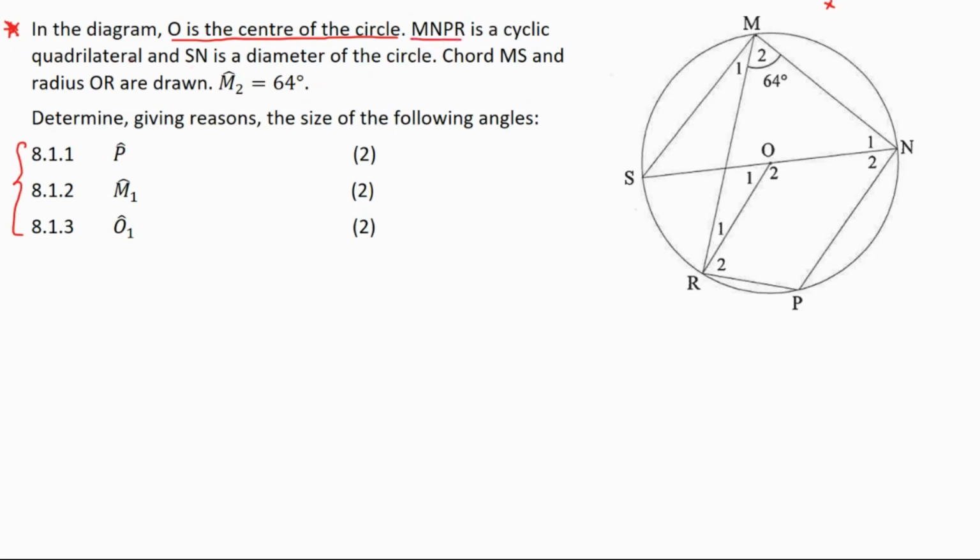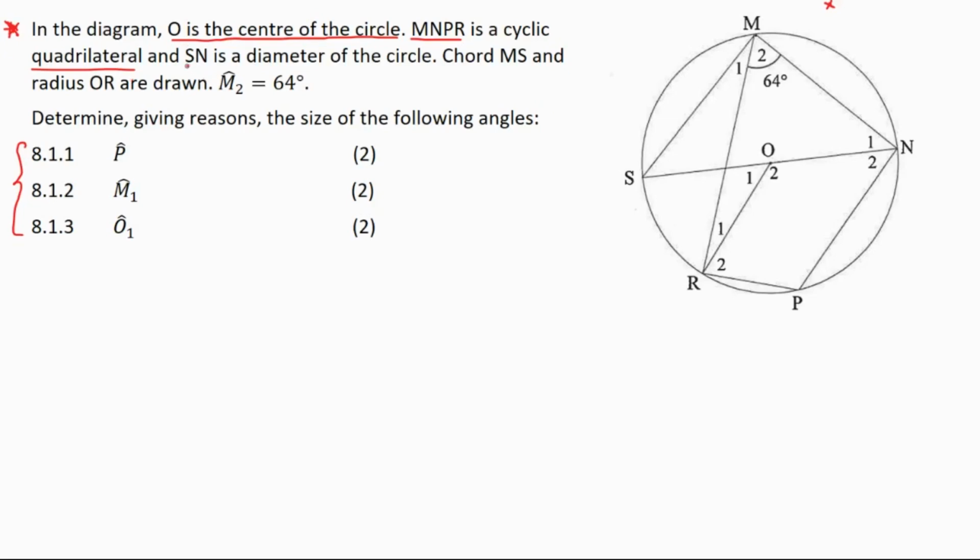Okay? And then the next key point, MNPR is a cyclic quadrilateral. You see that? What do you think of now? You think of the cyclic quadrilateral theorems. Remember that the exterior angle of a cyclic quadrilateral is equal to the opposite interior angle. And remember that the opposite interior angles of a cyclic quadrilateral are supplementary. You have to remember those theorems, right?